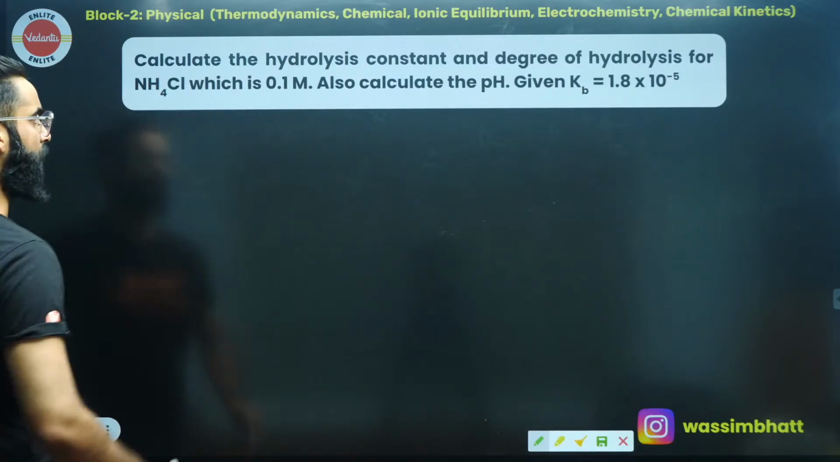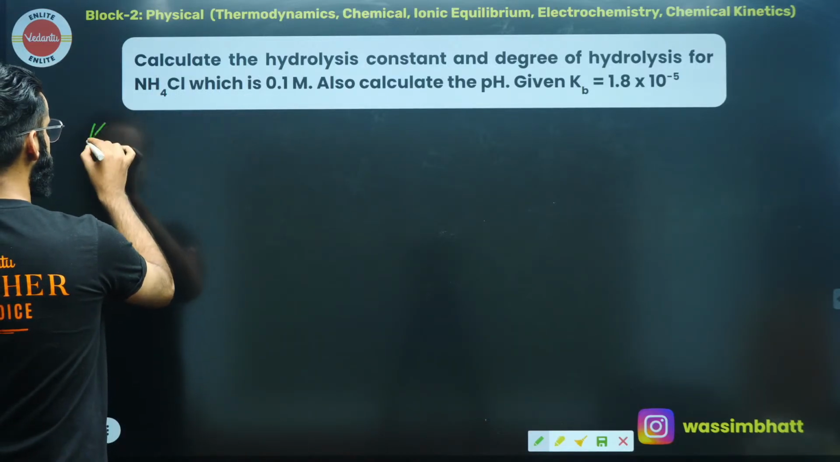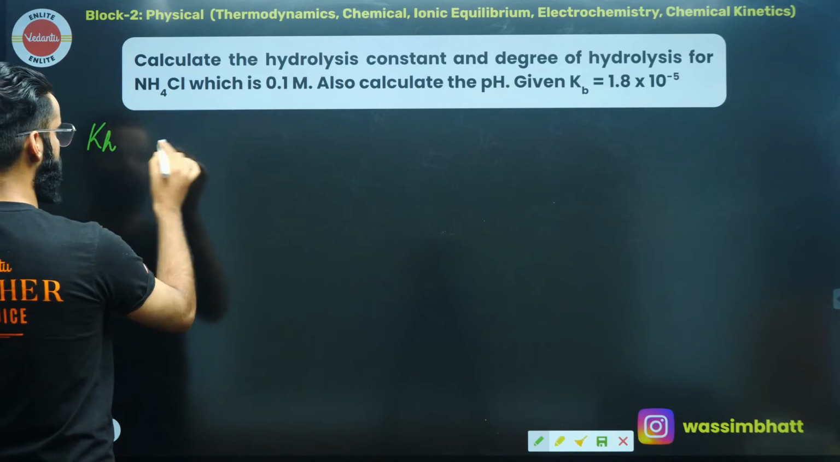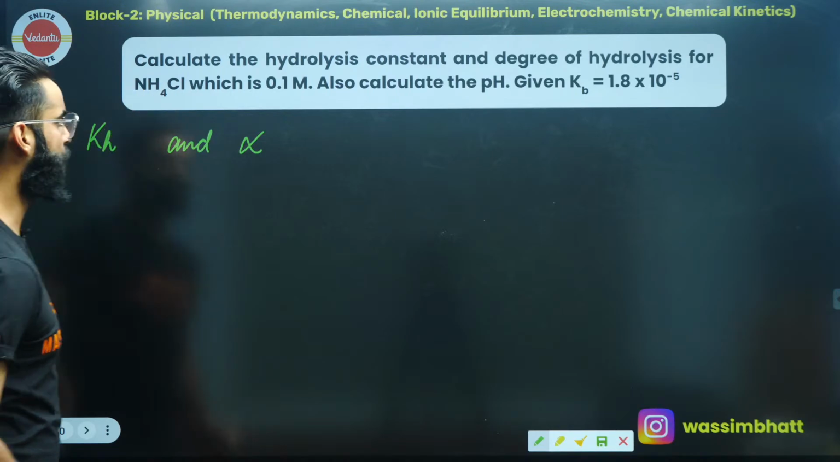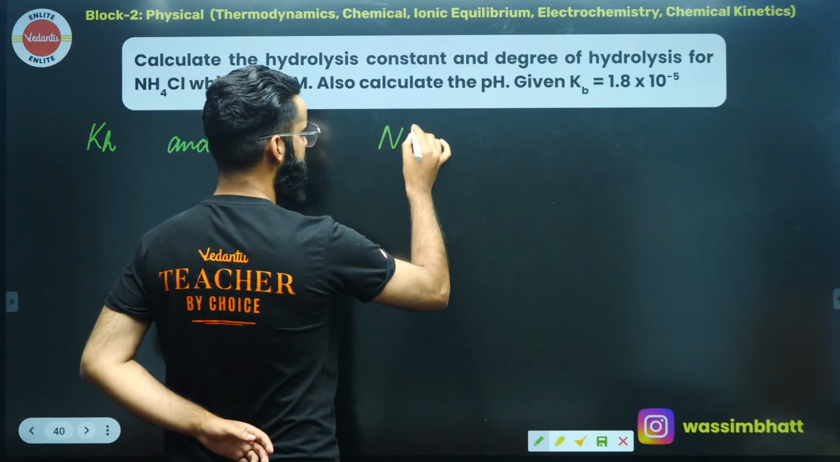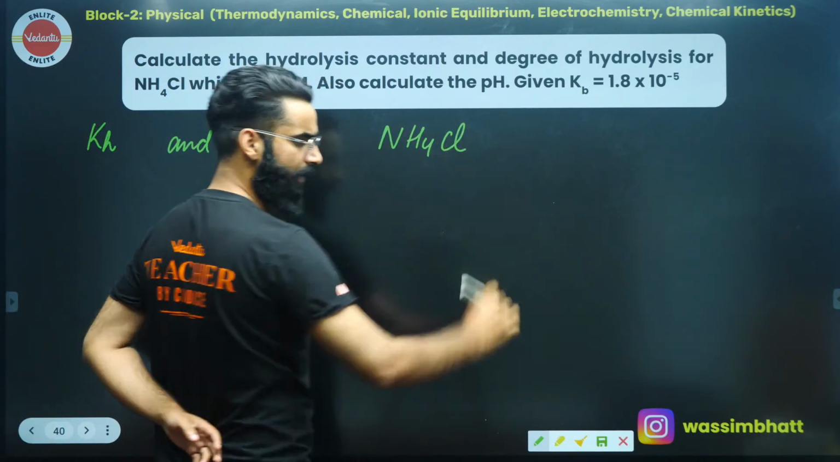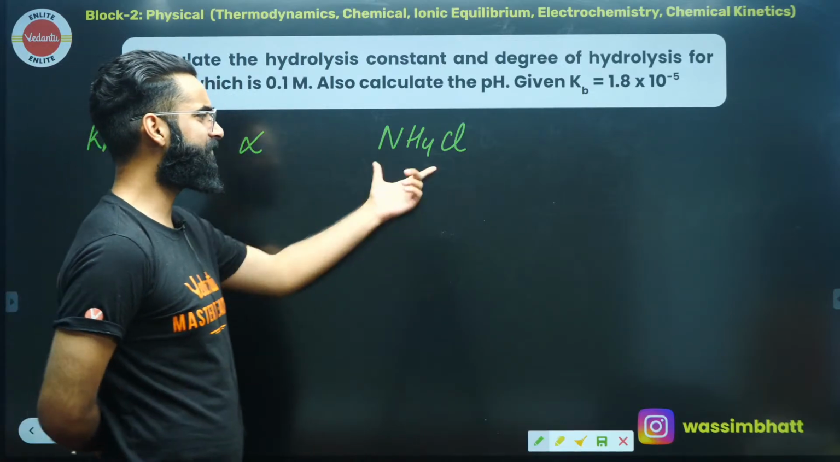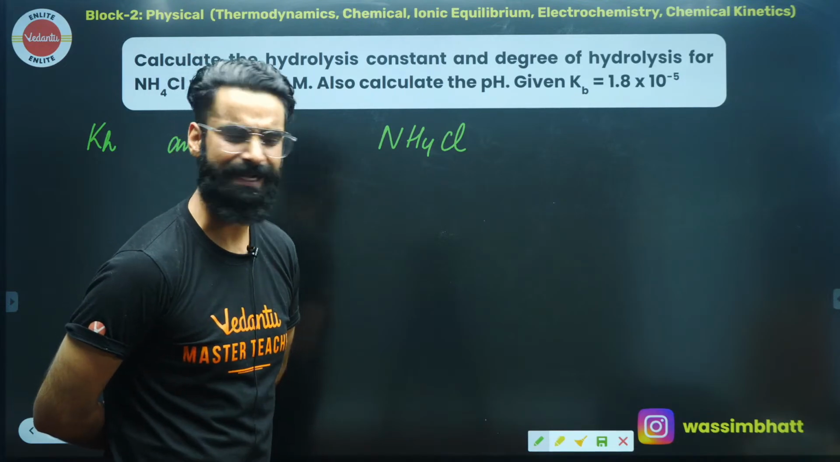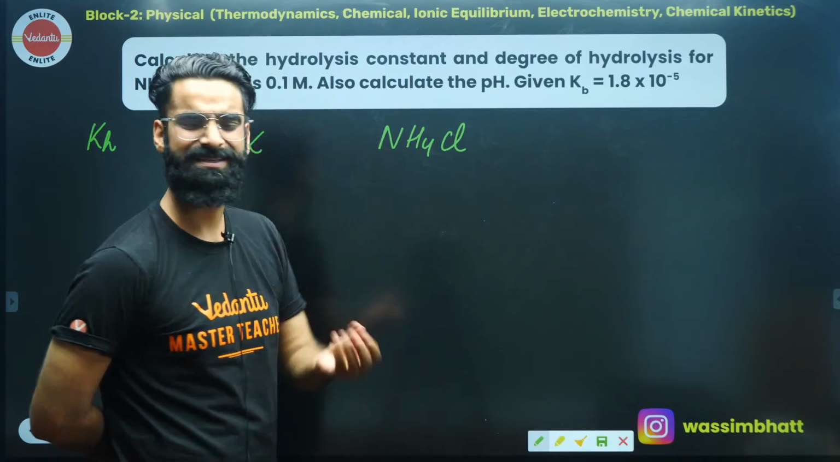Calculate the hydrolysis constant, hydrolysis constant means KH, right? And the degree of hydrolysis, alpha, for NH4Cl. NH4Cl is the salt which is undergoing hydrolysis, right? Now, first of all, what you need to do is identify the salt. You need to see whether this is the salt of a weak acid and strong base, or whatever.